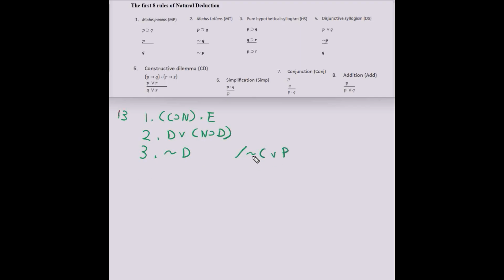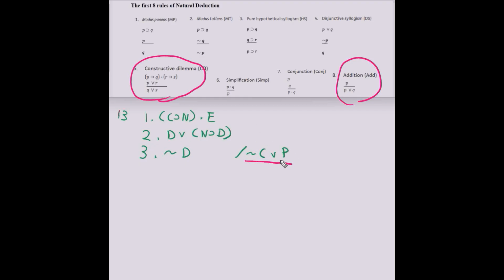Remember some of our strategy before. If we see a not C or P, or we see any disjunct as a conclusion, I'm going to want to be thinking about rules like addition. If I can get not C, I can get P for free. I want to be looking at other rules like constructive dilemma, which also gives me an or as a conclusion. I want to think about where these letters are here to think about how to get them.